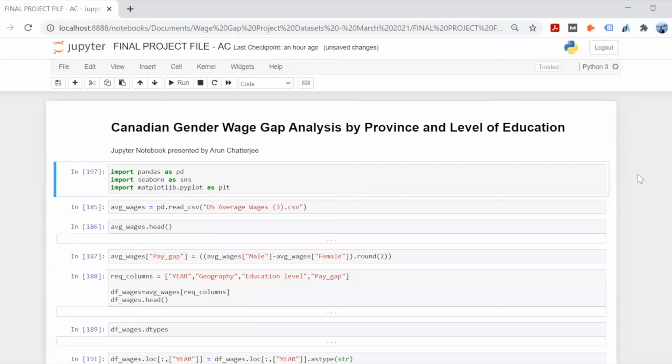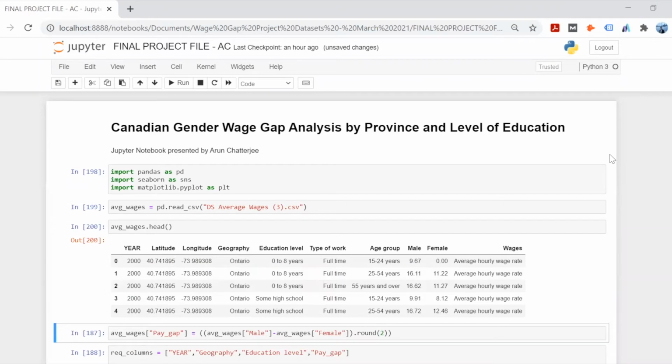With Jupyter Notebook, my analysis is focused on the 3 questions that we are trying to answer. For my analysis, I imported 3 libraries. I used pandas for analyzing and matplotlib and seaborn for visualizations. I read the file using the read CSV function of pandas library. The output is a data frame, and I named it average wages.